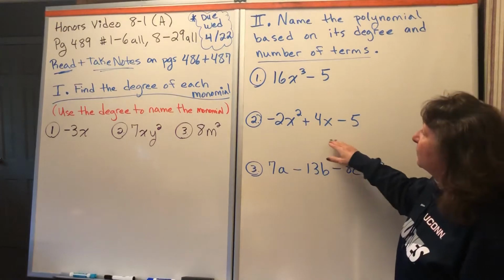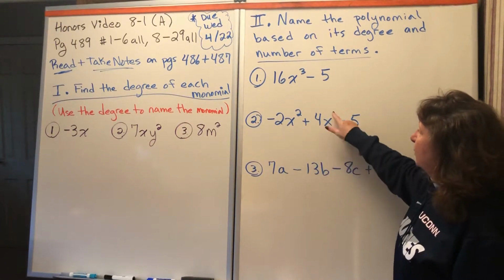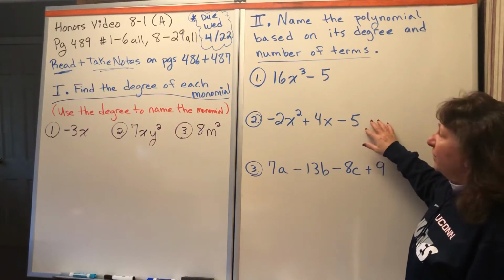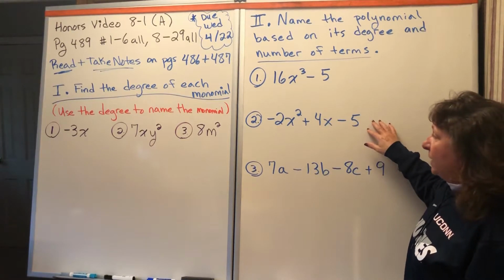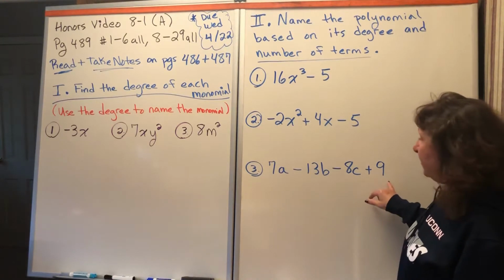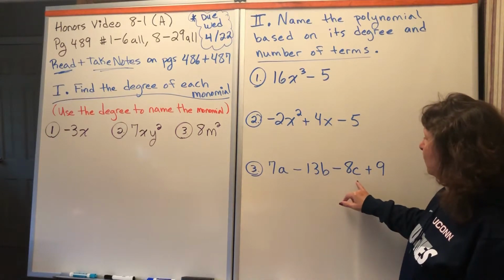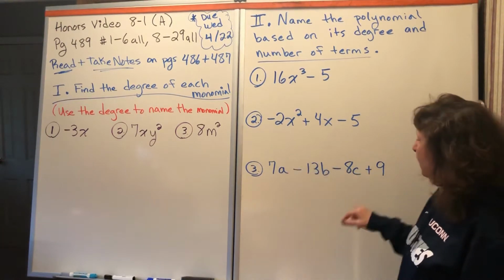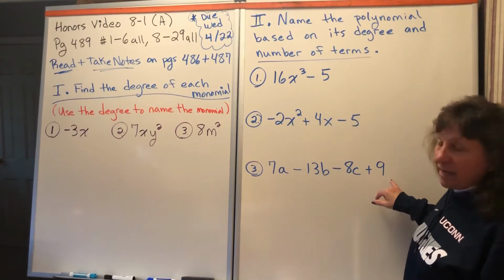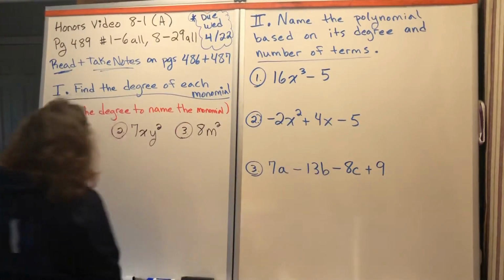This is in standard form because the degree of this term is 2, the degree of this term is 1, and the degree of this term is 0. This one could go in any order except that has to be the last term. The degree is 1, the degree is 1, the degree is 1 because each of those has an exponent of 1, and the 9 has a degree of 0. So back to what we're looking at over here.